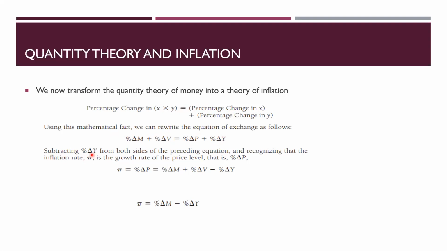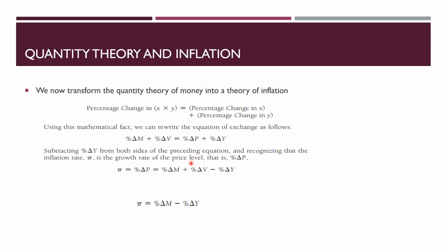So subtracting percentage change in Y from both sides of the preceding equation and recognizing that inflation rate pi is the growth rate of the price level, that is percentage change in P. Remember, inflation is regarded as the percentage change in prices. So we can replace percentage change in P by pi, which is inflation. We can come up with a formula that says inflation is equal to percentage change in P, which is equal to change in M plus change in V minus change in Y.